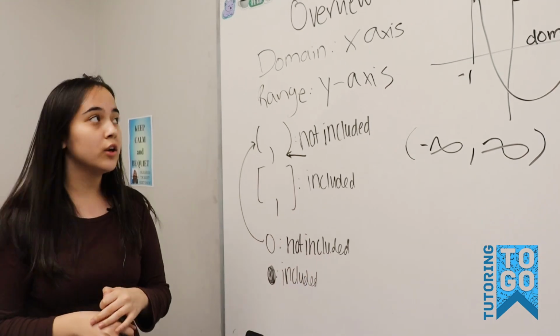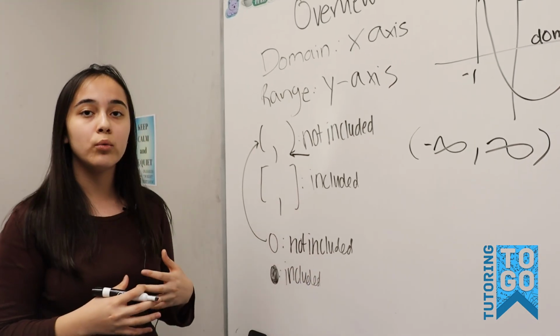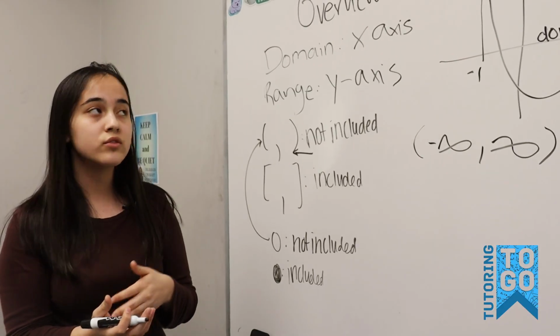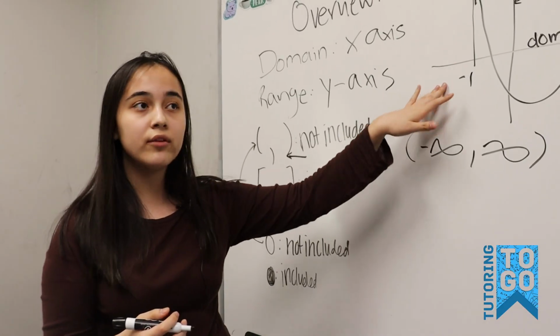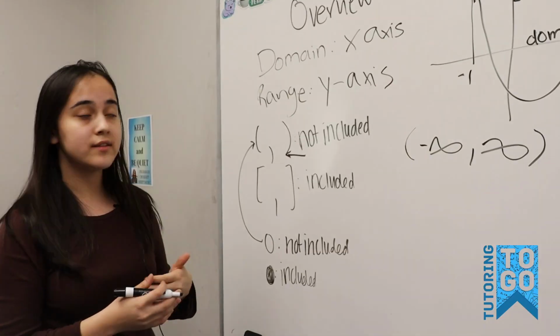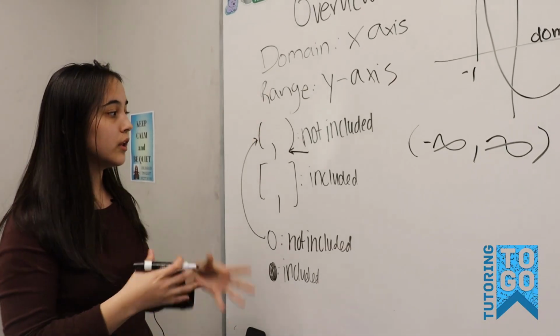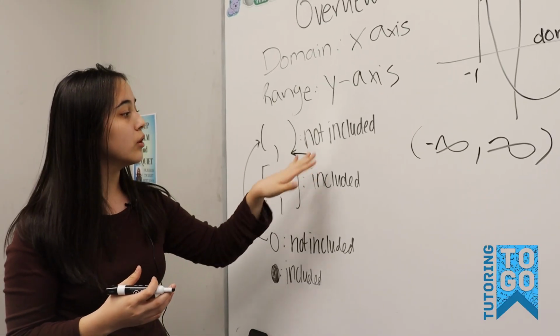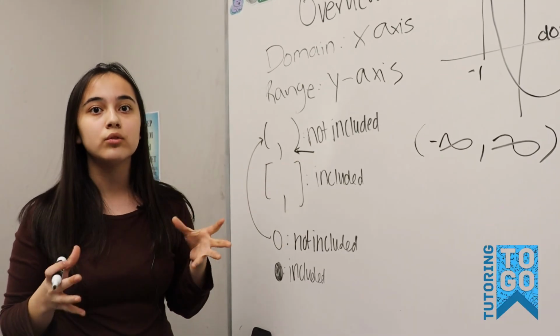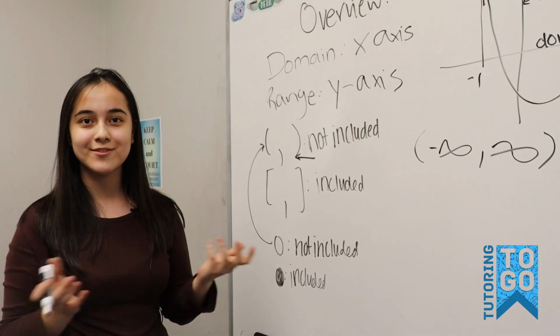These are very, very important to recognize and to know whether you're getting a unique context or whether you're just getting a graph or a table. Like I said, domain, x-axis, range, y-axis. And getting to know whether it's included or not included is also very important. And that's for the overview.